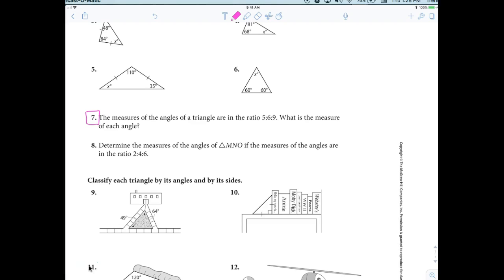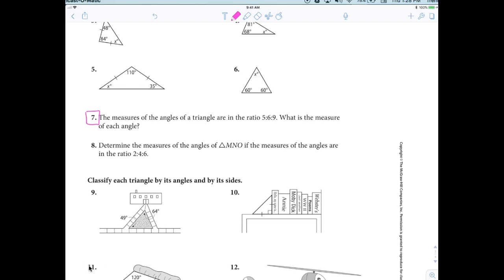So I'll take 180, and then you add up the numbers, so 5 plus 6 plus 9 is 20. So you would take 180 divided by 20. Oh, I think I know what to do. It's actually correct. Which equals 9. Yeah. So listen to me. He's exactly correct.